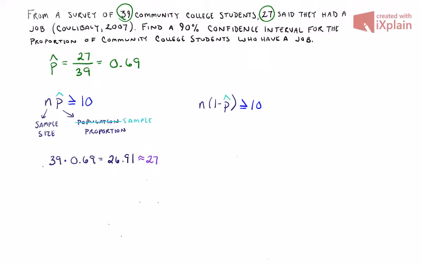Okay, so the next one, then we would do 39 times 1 minus 0.69. If we do this calculation, we end up getting 12.09, or roughly 12 people. So in this case, again, what we want to note is that 27 is greater than or equal to 10, and then 12 is greater than or equal to 10. So we can assume approximate normality.